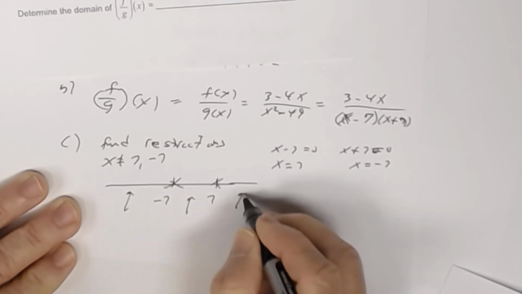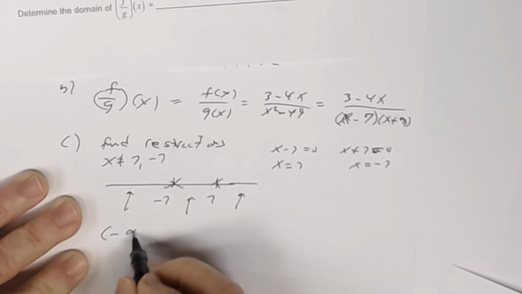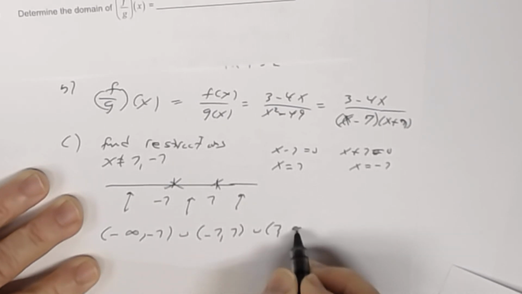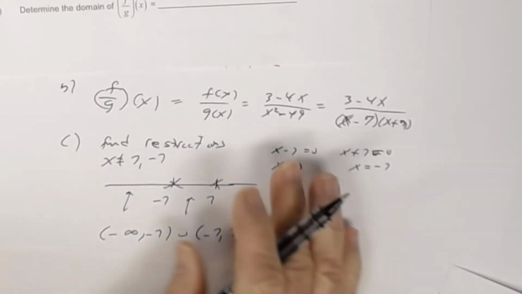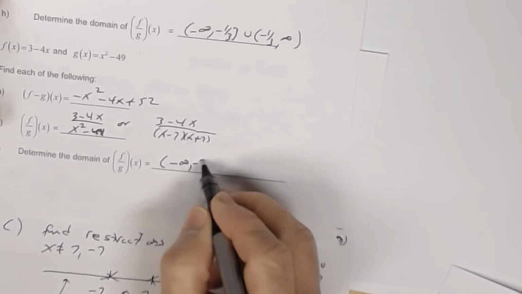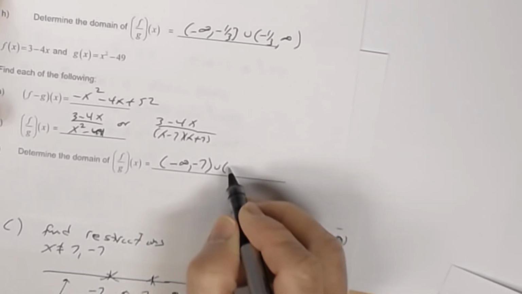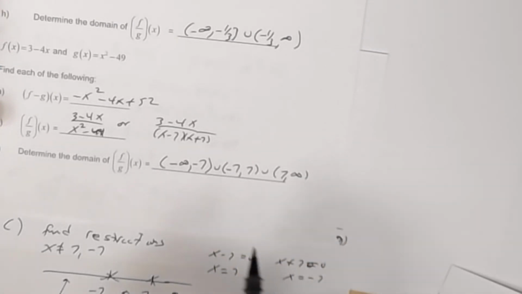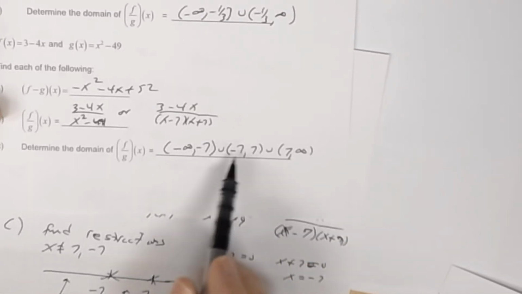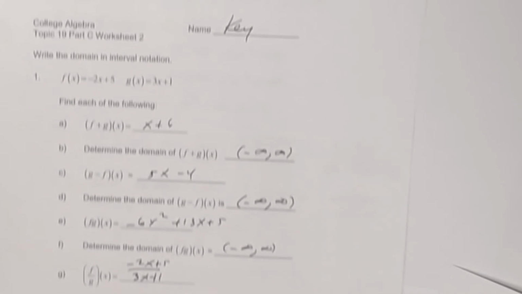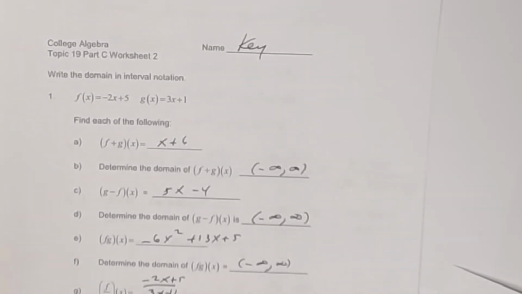And notice you're going to end up with 3 intervals. So you go from negative infinity to negative 7, union negative 7 to 7, union 7 to infinity. Okay? And so that is it. I'm going to write the answer down: negative infinity to negative 7, union negative 7 to 7, union, and then 7 to infinity. Notice the parentheses, because you cannot use 7 and negative 7. All right, so that is the key to topic 19, part C, and this is worksheet 2.